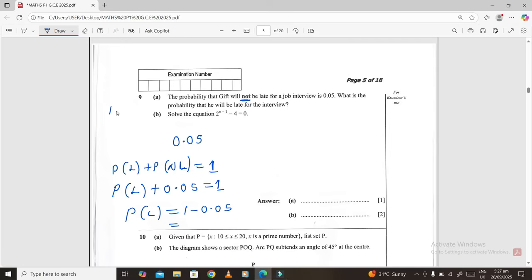When we say 1 minus 0.05, there is a 0 here, point. So this will be 9. So this will be 0.95.